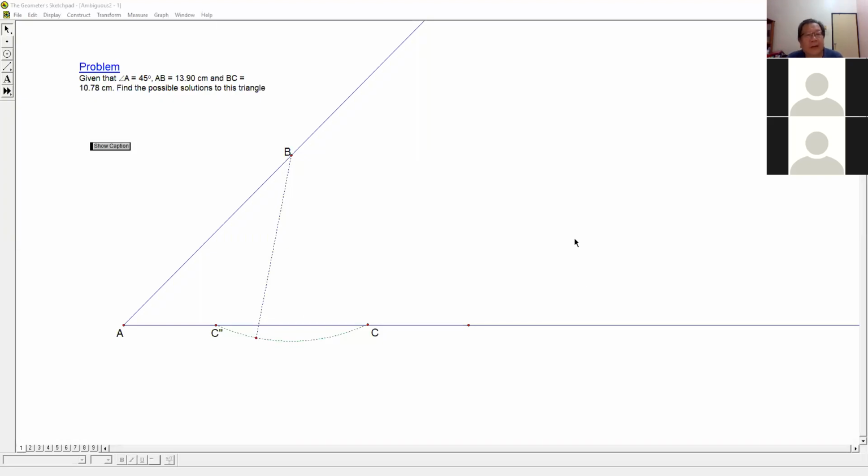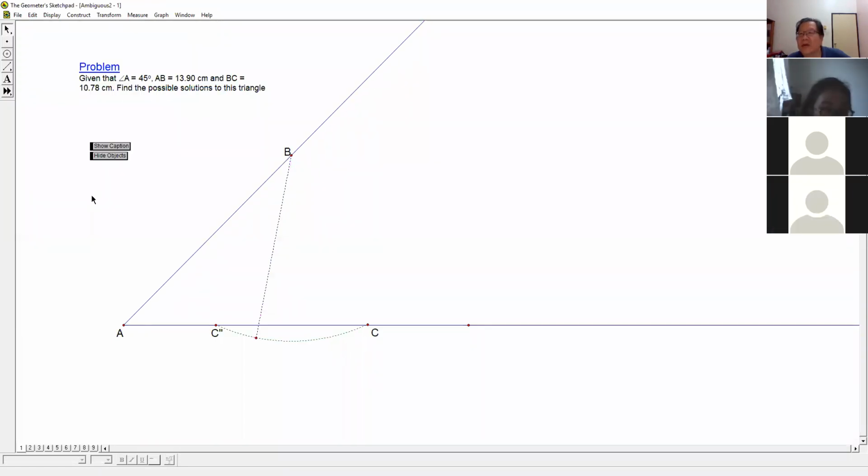Okay, right. Now today I'm going to teach you about this ambiguous case. Now we look at the problem here. Given that the angle A is 45 degrees, AB is this length and BC is this length. Find the possible solutions to this triangle. Now, in the first place, this is not given, right? All this not given. So probably it is like this, okay? Probably it will be something like this.